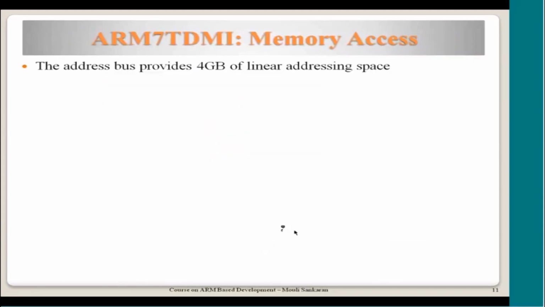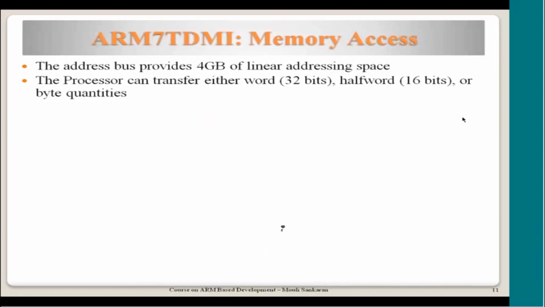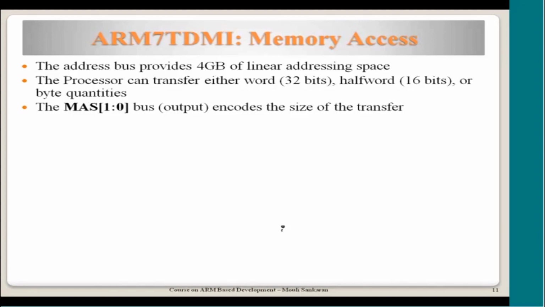Now, how does the memory access happen in the ARM? The address bus provides 4 GB of linear address space. You know the 32 bits map to 4 GB, and the processor can transfer either a word or half word or byte quantity. As I mentioned, this memory is a byte addressable memory. So ARM can read any of these from the memory, or it can write any of these 32-bit or 16-bit or 1-byte entities.